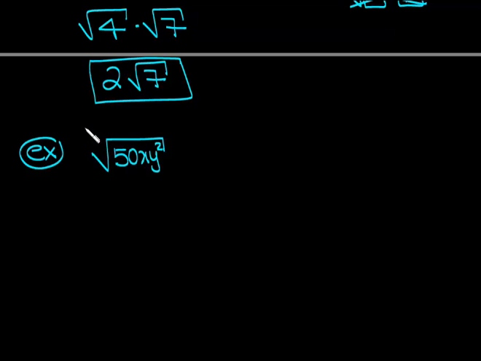Let's just do square root, y squared. And they want us to reduce this. Okay, so let's take a look at how to go about reducing this. They've asked us to simplify this. We want to write it in the simplest form. Okay, so let's go ahead and do that.